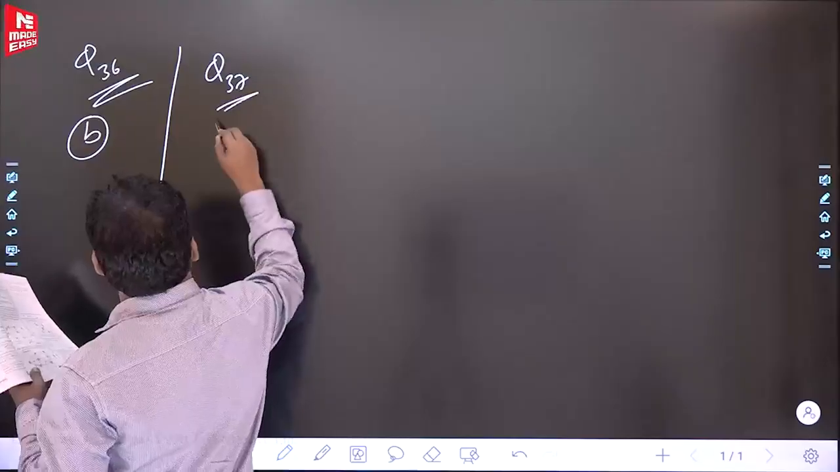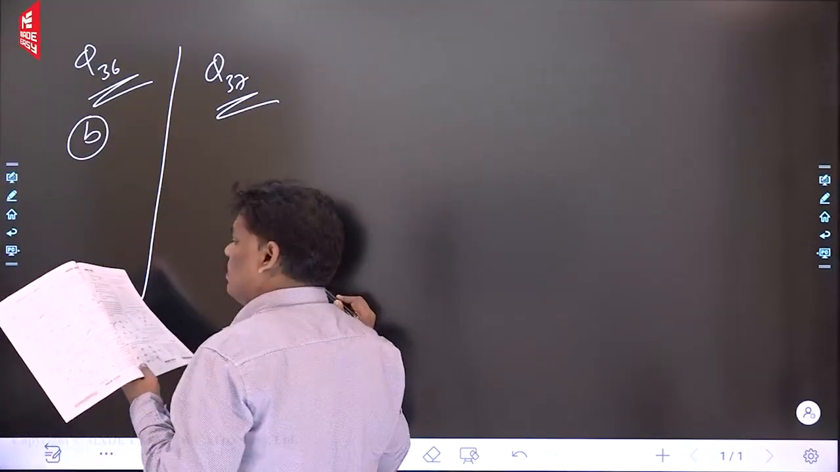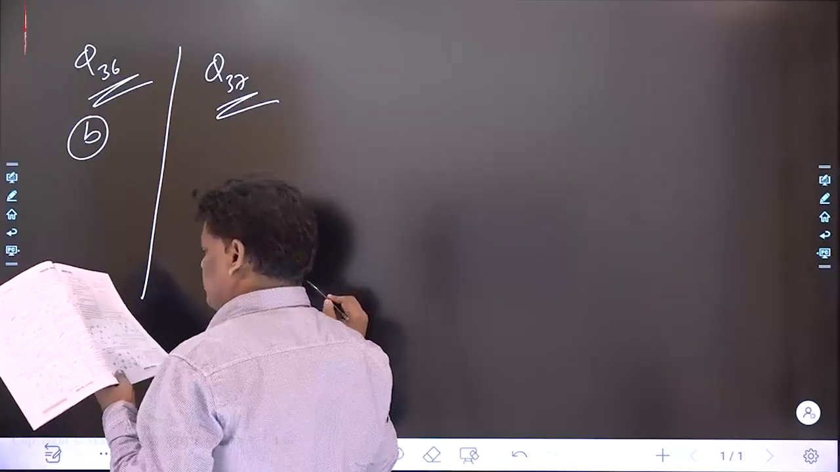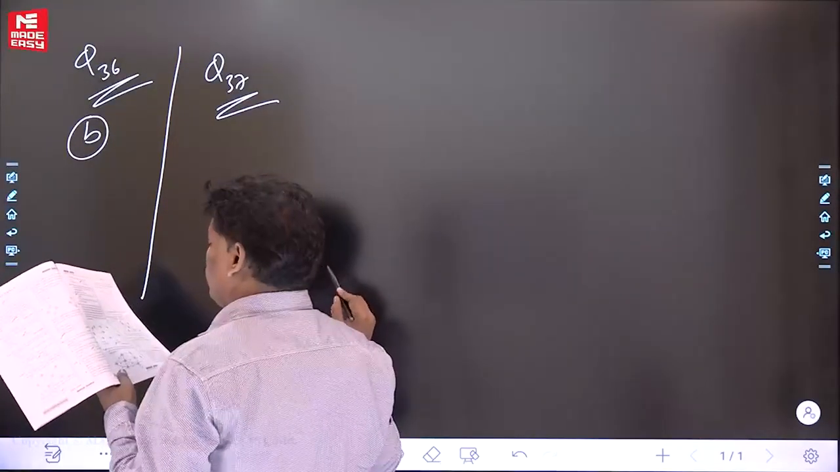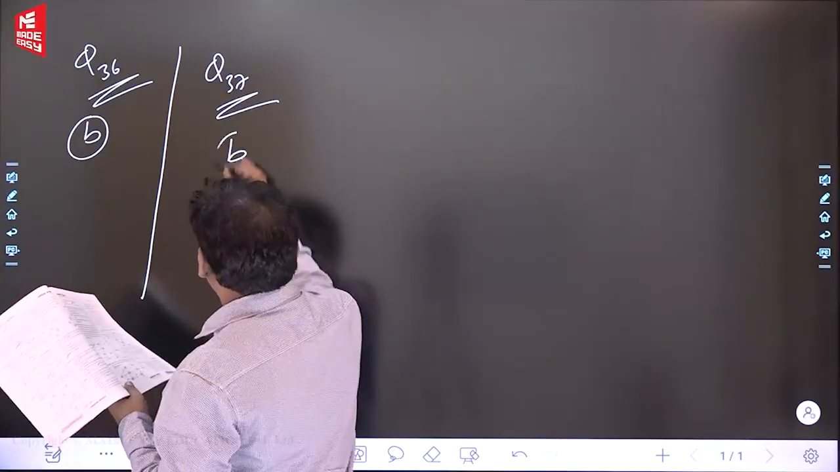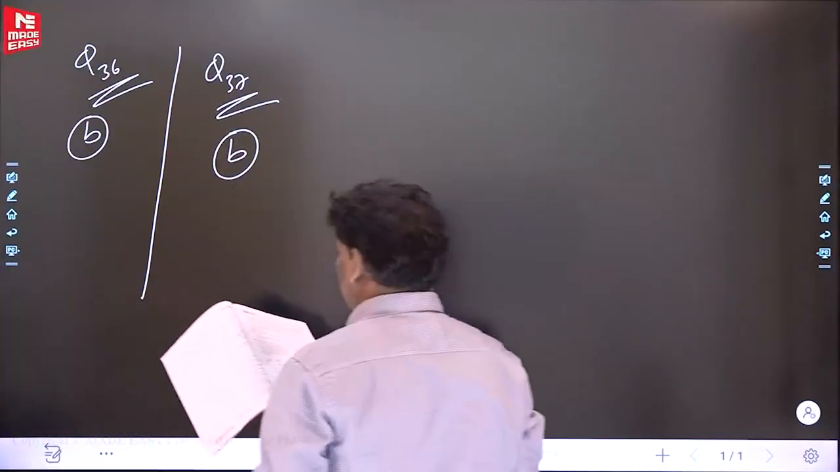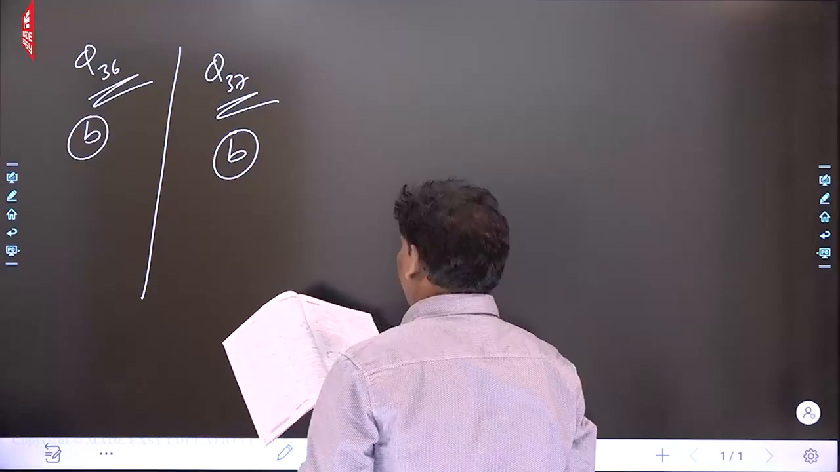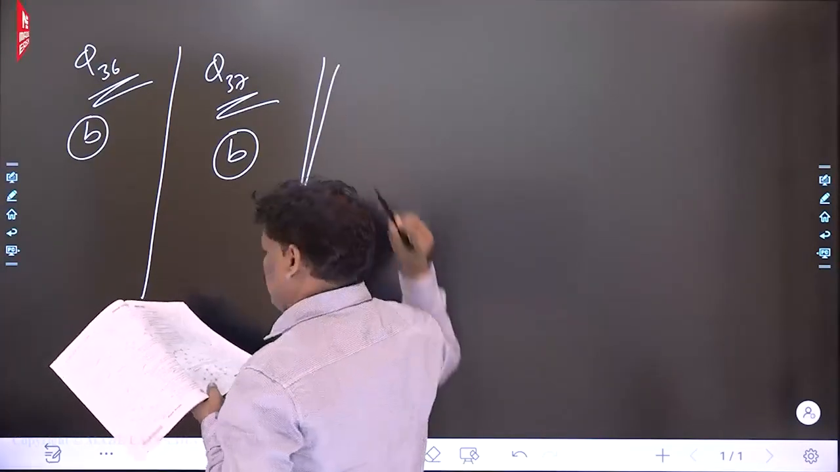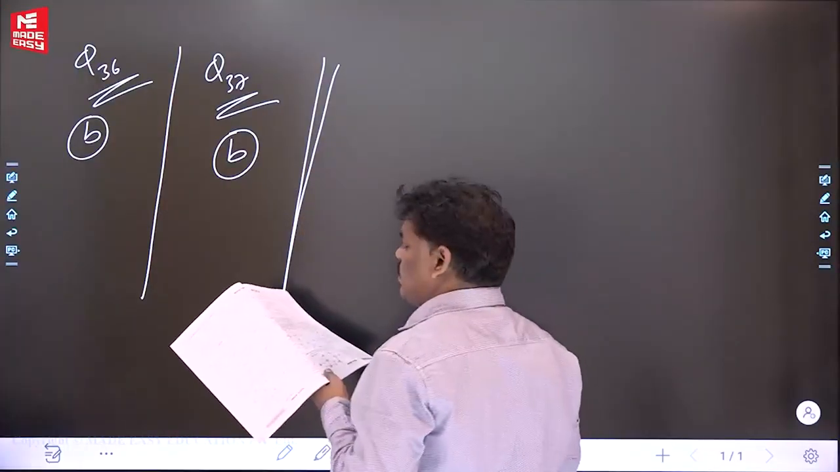Question number 37. A graph contains negative weight edges. Which one of the following is correct when we run Dijkstra's algorithm? The answer is B. Dijkstra's algorithm will not always terminate because of the negative edges, and it may produce a wrong answer. Question number 37, the answer is B.